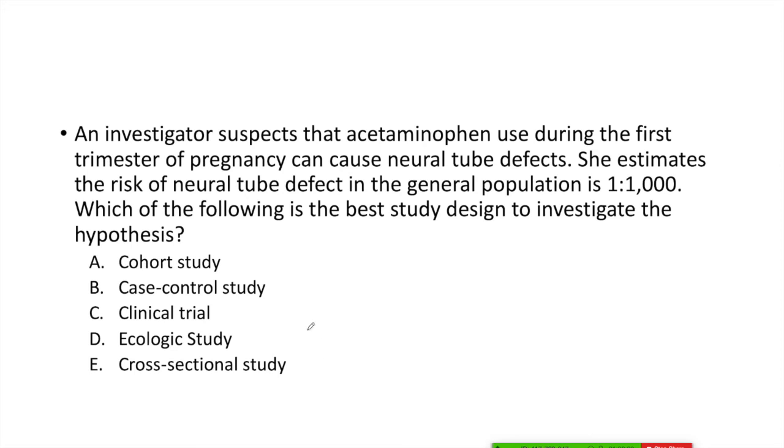Okay. So next we have an investigator who suspects that Tylenol use during the first trimester of pregnancy can cause neural tube defects. She estimates the risk of NT defects in the general population is 1 in 1,000. Which of the following is the best study design to investigate the hypothesis?